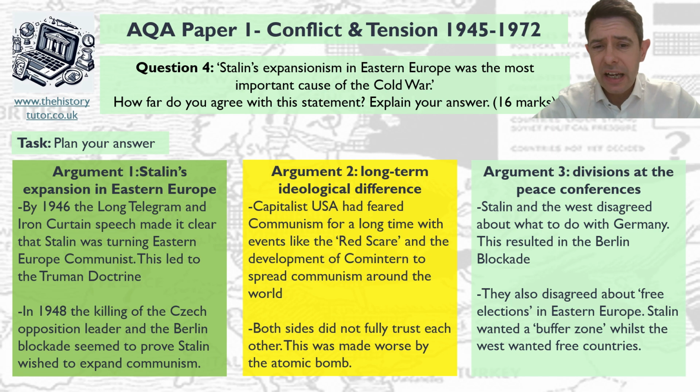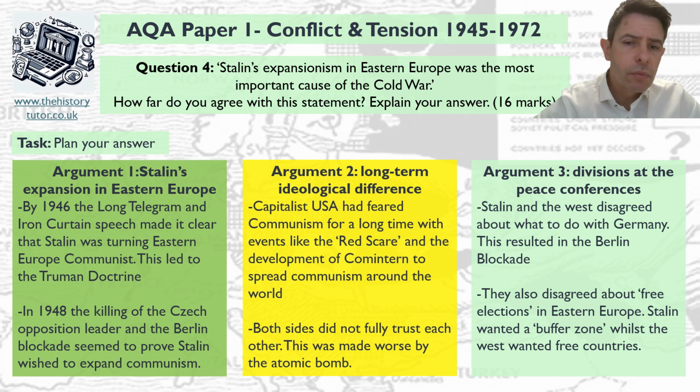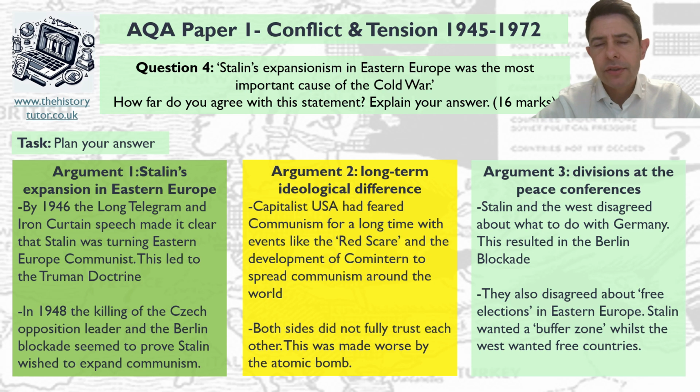We could talk about the long-term issues of ideological difference. You could talk about the Red Scare, the Allies trying to stop the communists in the Russian Civil War, not welcoming them into the international community. There's that first page of long-term ideological difference where you could pick out some ideas. And both sides did not fully trust each other. This led to arguments about the atomic bomb and the nuclear arms race developing, because there was a lack of trust and they didn't like each other because of these ideological differences.